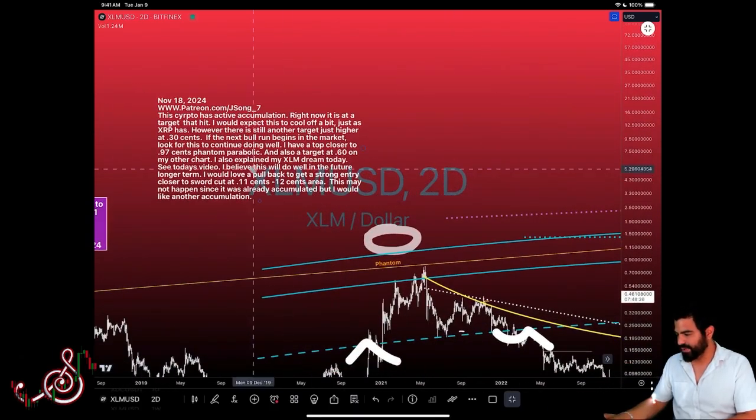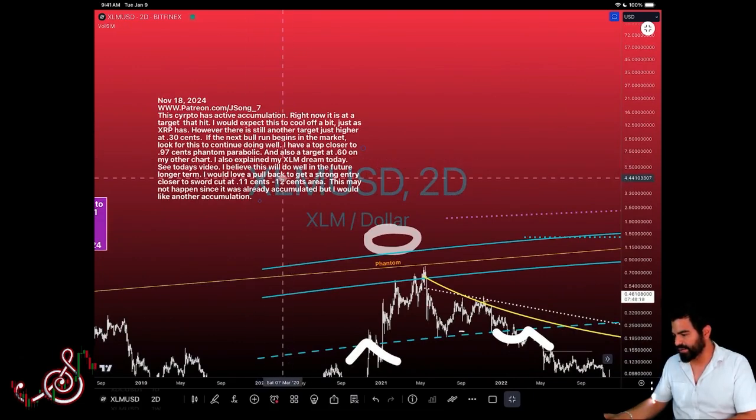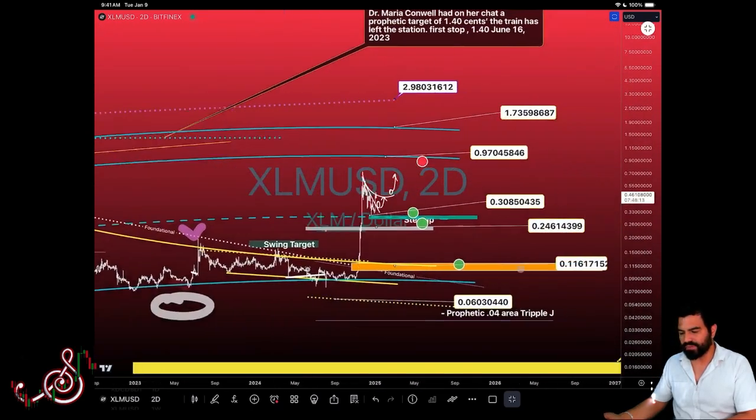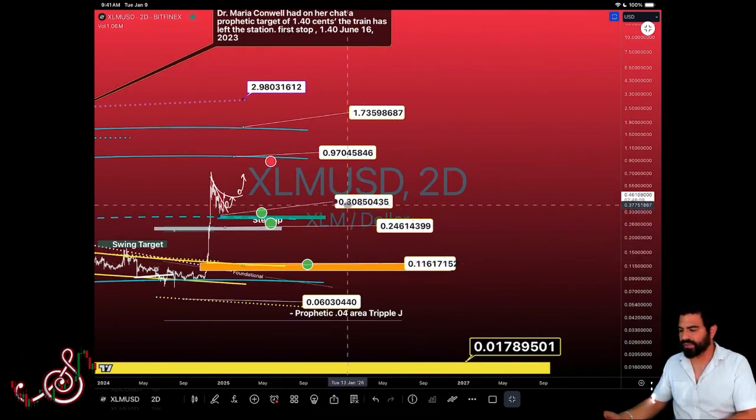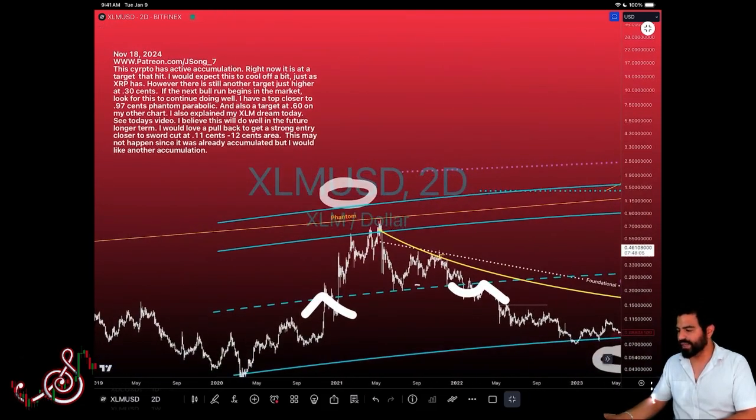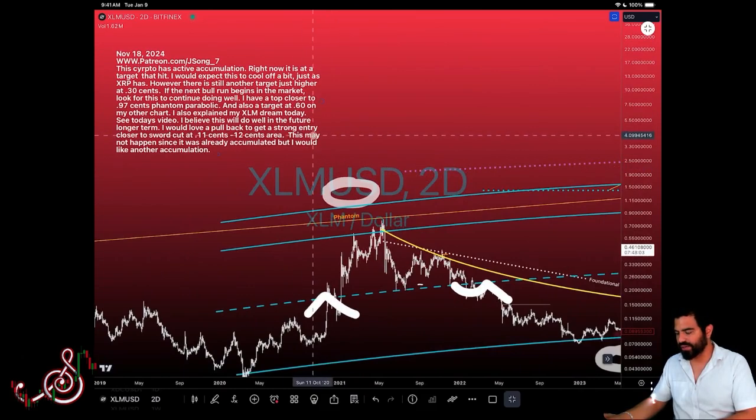And let's see what else I put. I believe this will do well in the future. We would love a pullback to get a very strong entry closer to the sword cut at 11 cents. We probably are not going to get a move all the way down to 11 cents, but the next big supports are at that target or at the step up at 24 cents. I don't know if we're going to get all of that. I don't think we're going to get that at all right now.